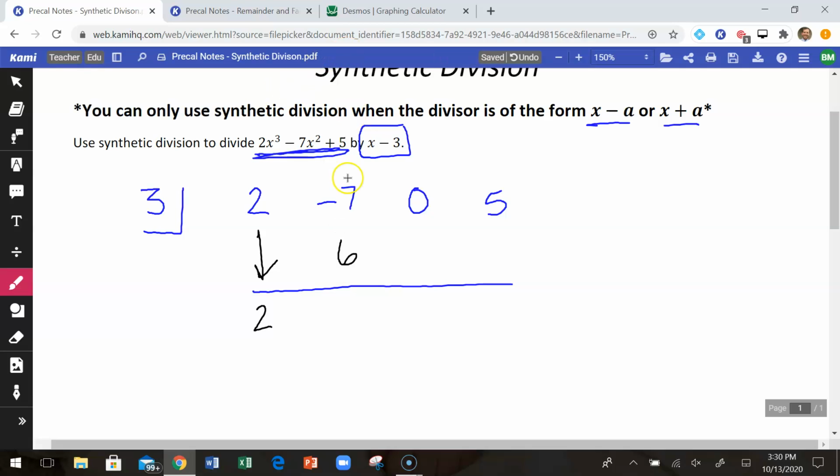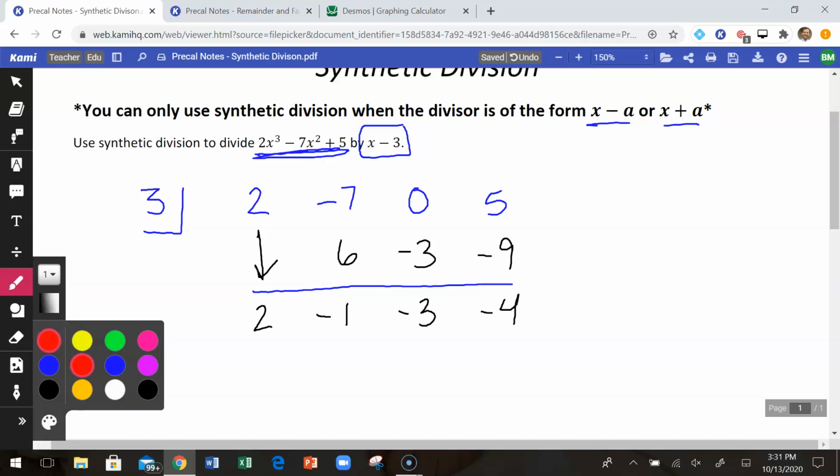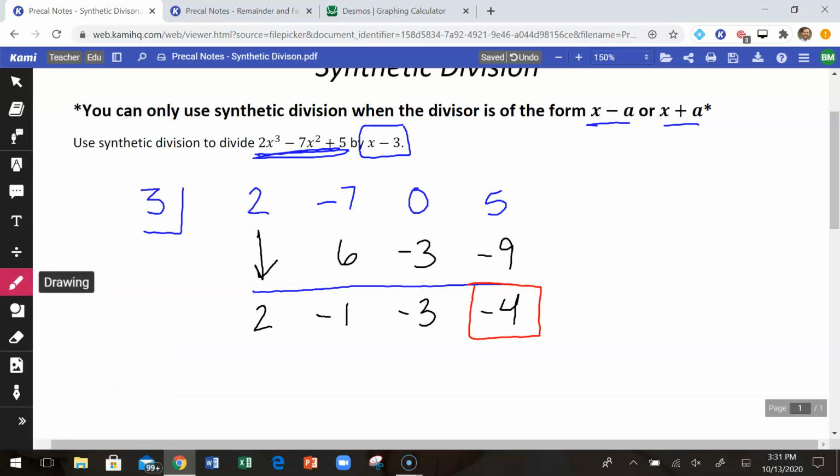And then I'm going to add down this row, so down this column. Negative 7 plus 6 is negative 1. And then I'm going to repeat that same process. Negative 1 times 3. Put that here. And then add down the column. 0 plus negative 3 is negative 3. Negative 3 times 3 is negative 9. Put that here. Add down that column. Negative 4. I'm going to put a box around this last number every time I do this. This last number right here, that is always the remainder.